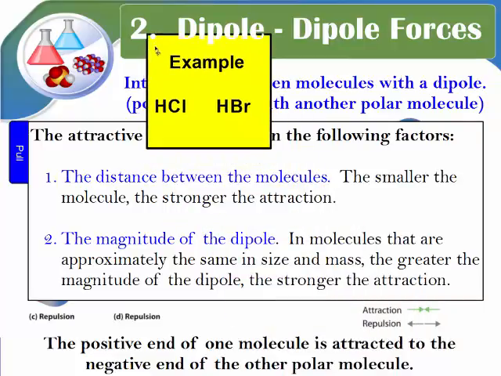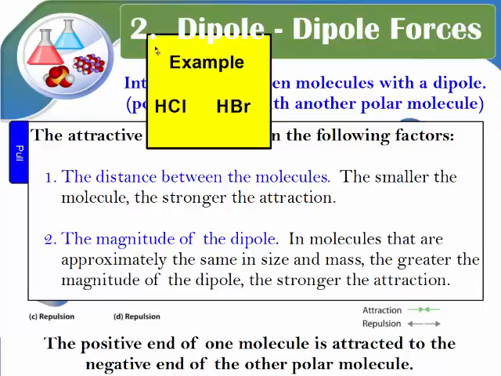So our example problem, HCl and HBr. Both of these are polar molecules, so they both exhibit dipole-dipole forces. We know they're both polar because there are two atoms, and they're not the same atom. So the electronegativity difference, more than likely, is going to be more than 0.4.